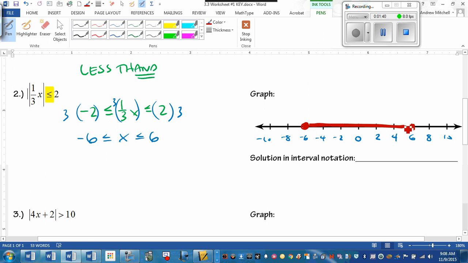And then our last part is to write our answer in interval notation. Remember, we always go from left to right. So we're starting at -6, and we go all the way to +6. Since these are closed dots, we dealt with less than or equal to signs. They're included, so we use brackets for this one.